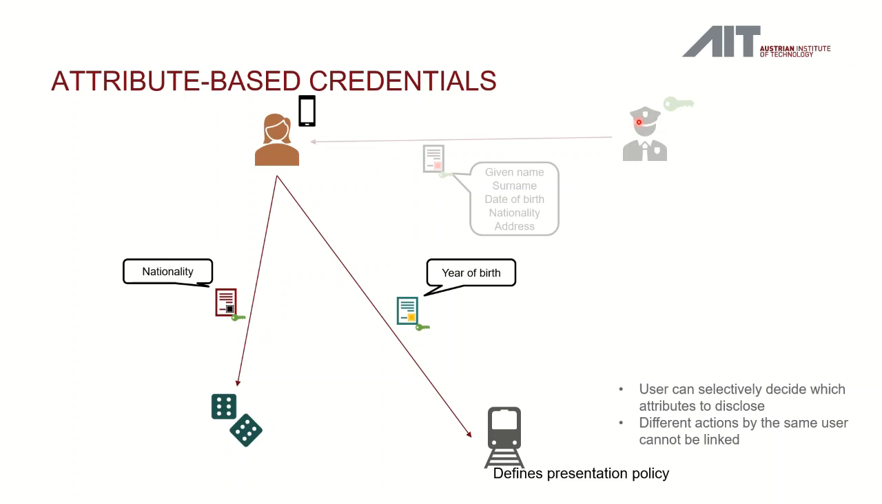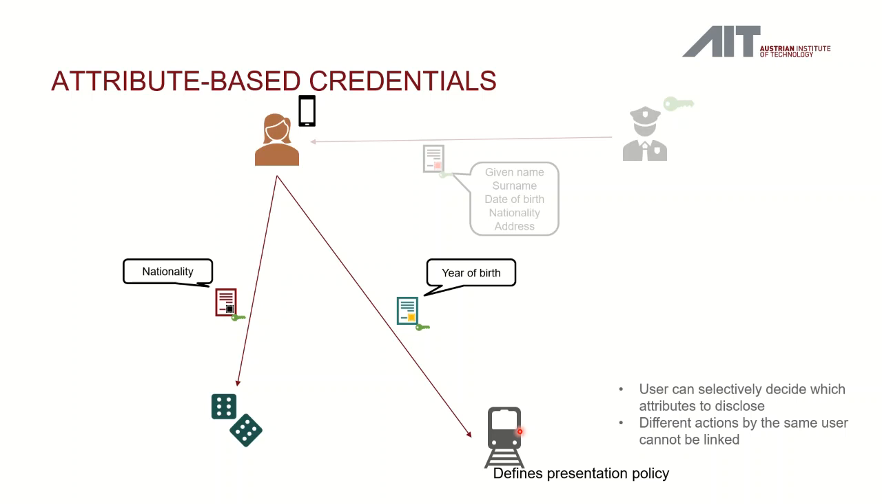The user can now use this certificate to anonymously authenticate towards different service providers. For instance, when buying a train ticket, the user might be requested to prove that she has a certain age in order to get an age discount. Or when accessing some online service, the user might need to prove that she has a certain nationality.